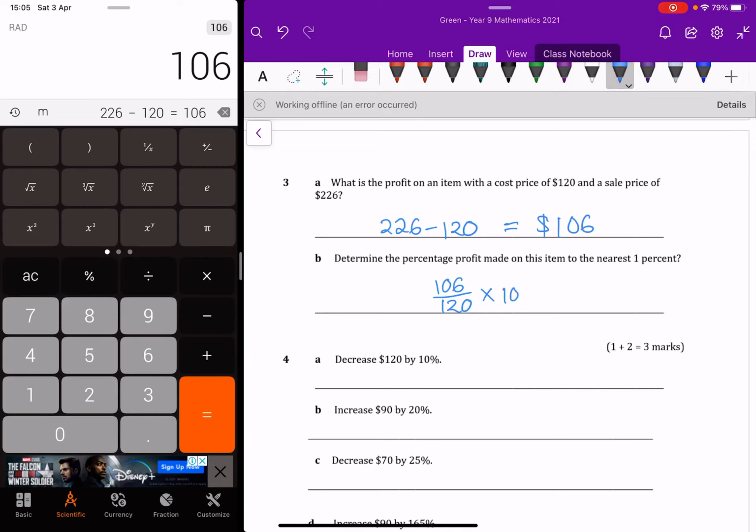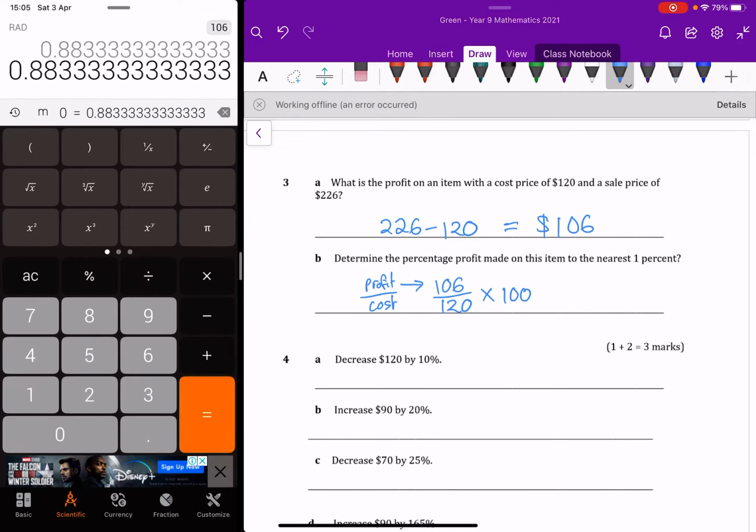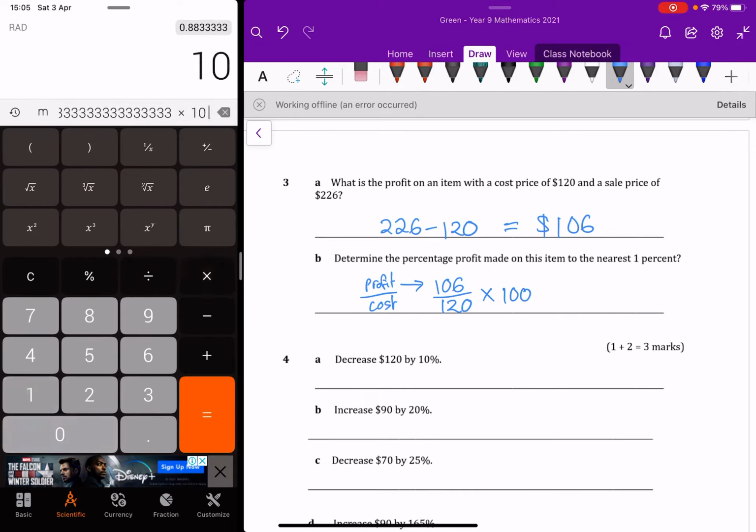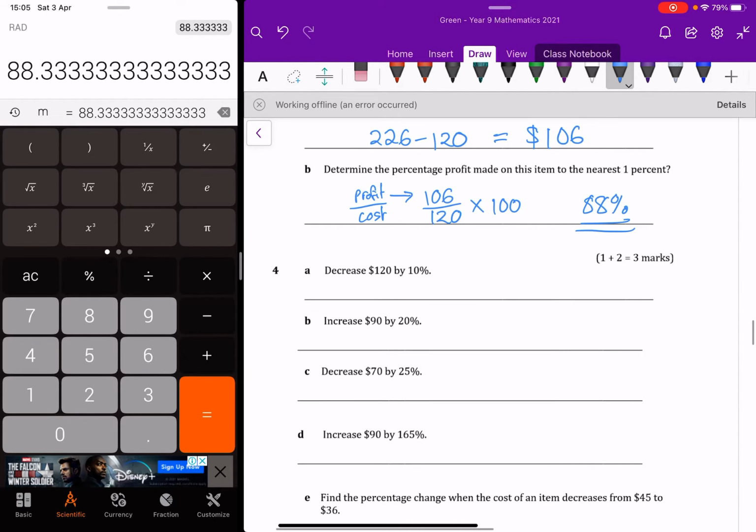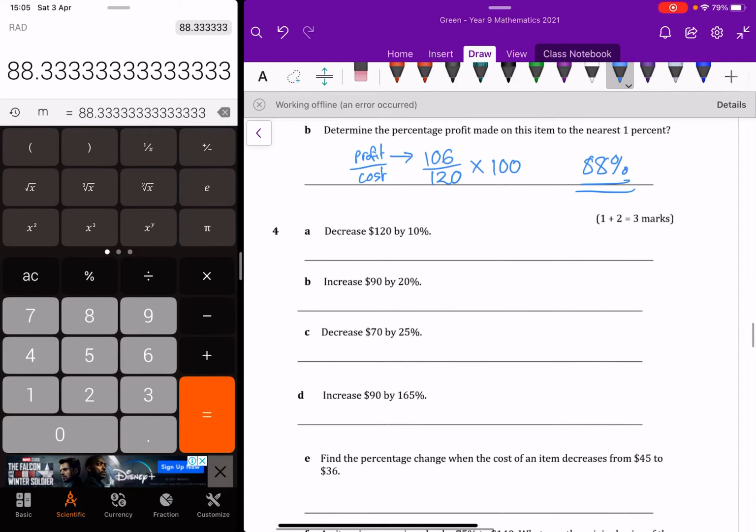So we get, this is our profit divided by how much it cost me to buy, and then times by 100. So 106 divided by 120 times 100. And it says to the nearest 1%. So I should have 88% as my answer there. Not 88.3, because I said to the nearest 1%, and 88 is the nearest whole percent.